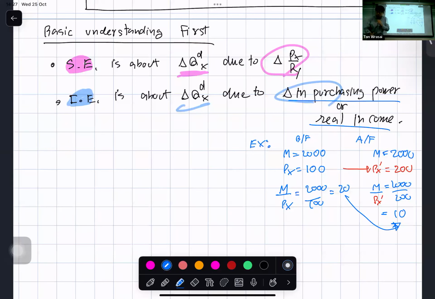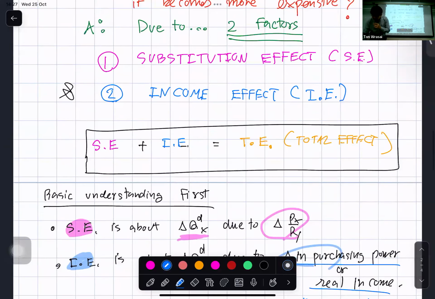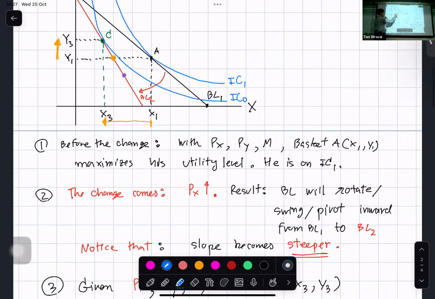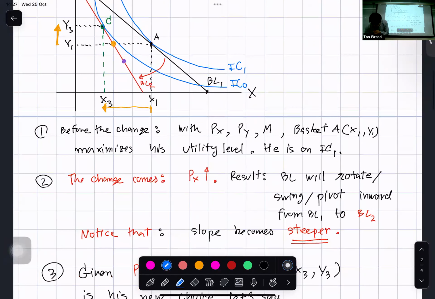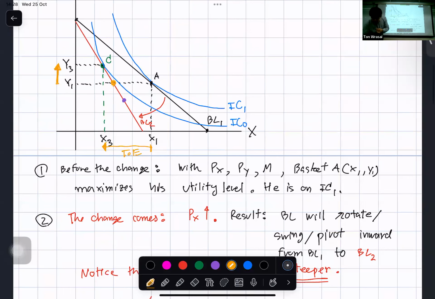Total impact that we observe in the graph is this. This is total impact, the orange one. You should write TE here. This is the total impact, which we know is a mixture of pink and blue effect that drive him to buy from X1 to X3. Total impact, total effect. Total effect on good Y also here, from original to the new choice, A Amsterdam to C Copenhagen.